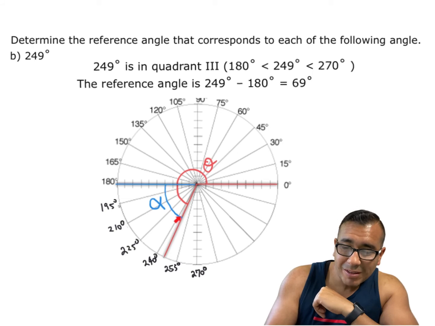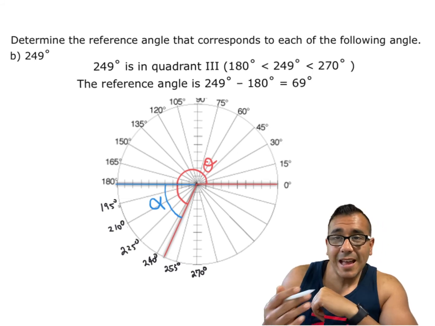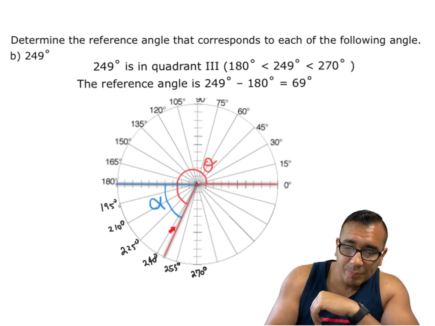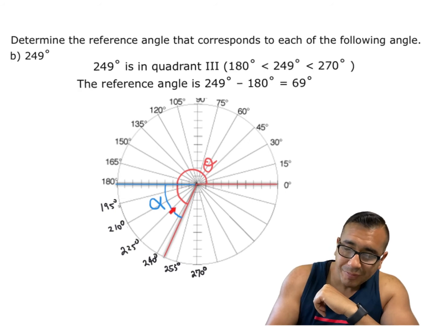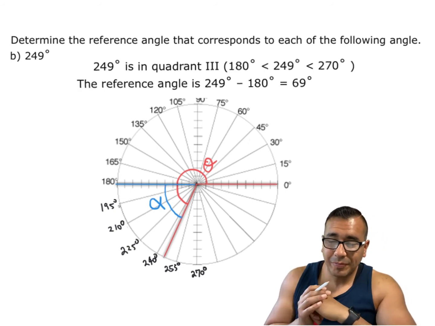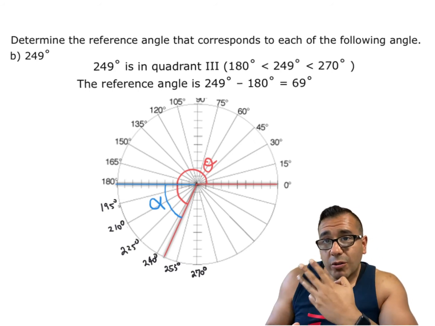So this right here, this blue angle, that's my reference angle. So wherever you stop, basically you look to the closest x-axis. So this is our closest x-axis here, right? So this is what we're talking about when we're talking about our reference angle, all right? So notice I'm in quadrant 3 this time.